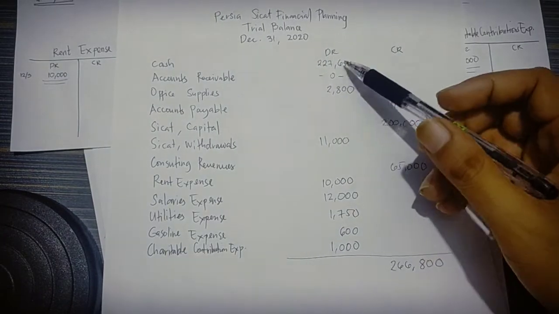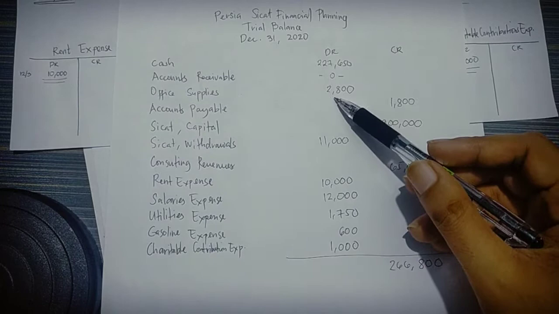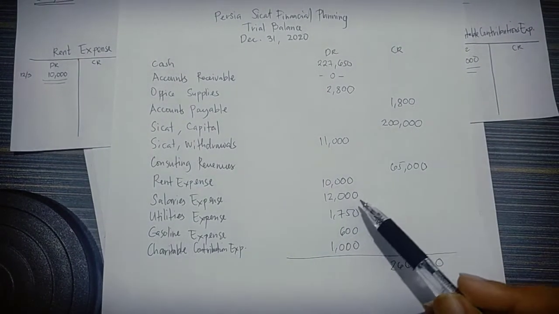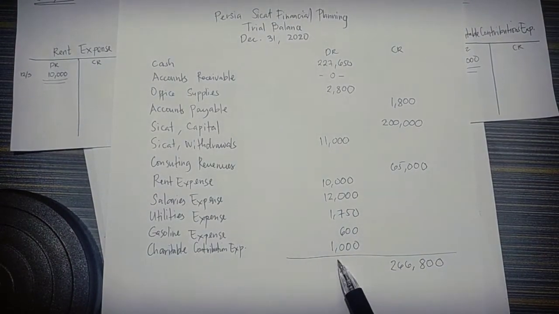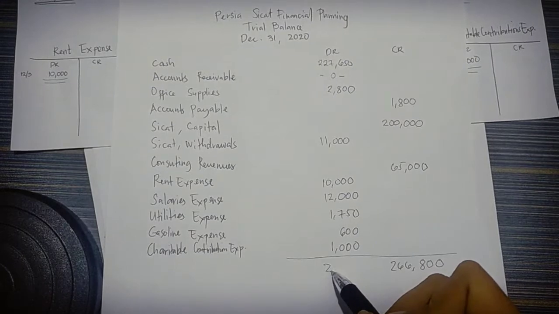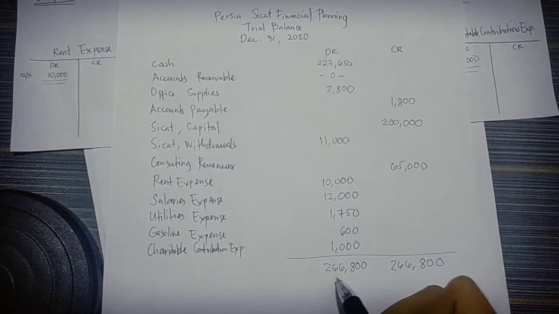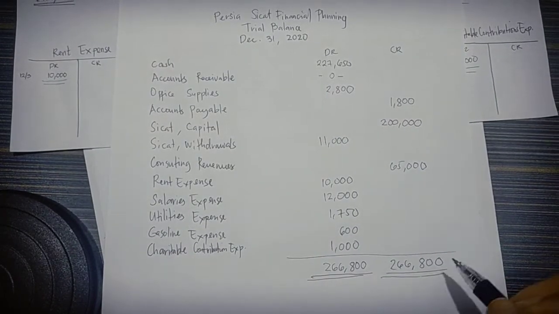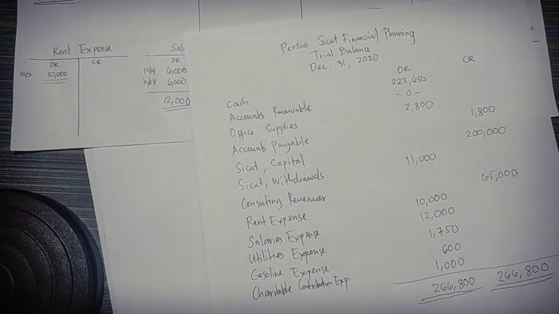Okay? So, pag i-add din natin to, 227,650 plus 2,800 plus 11,000 plus 10,000 plus 12,000 plus 1,750 plus 600 plus 1,000. That is, of course, 266,800. So, nag-balance siya. So, double rule for that final answer. And that's all for our problem solving sa number 14.